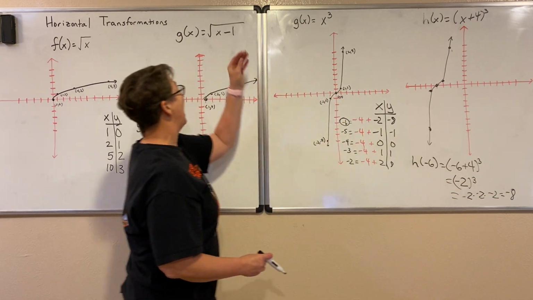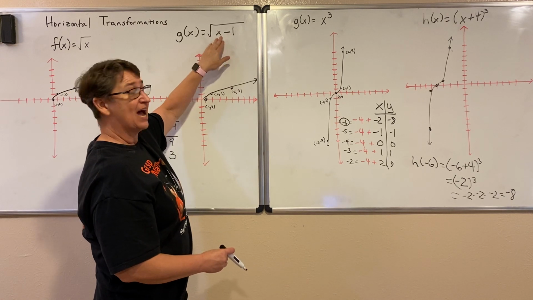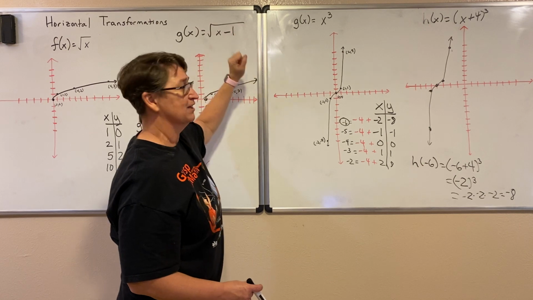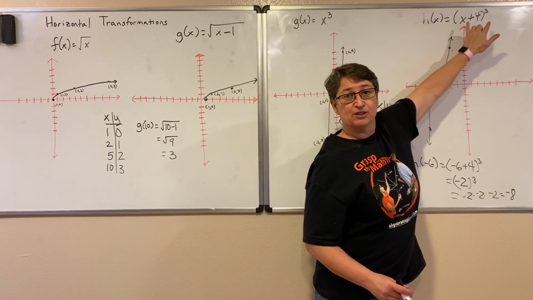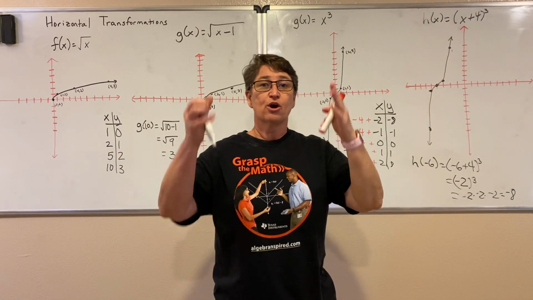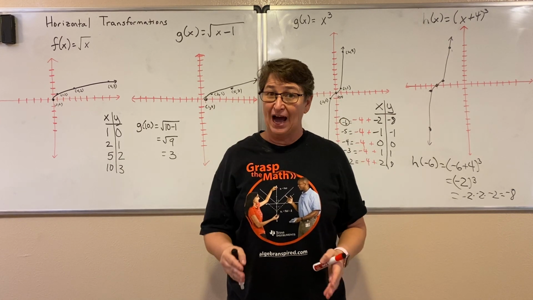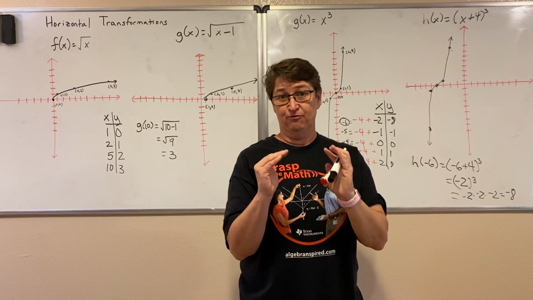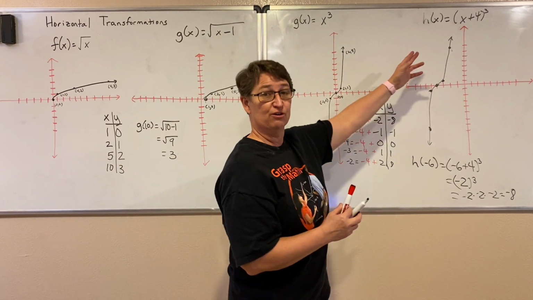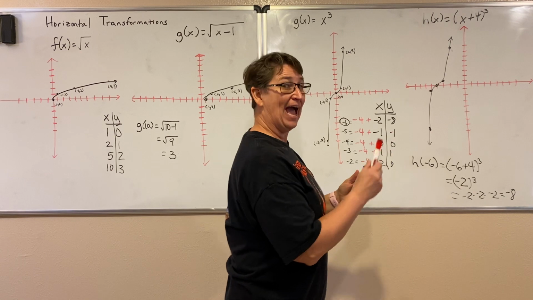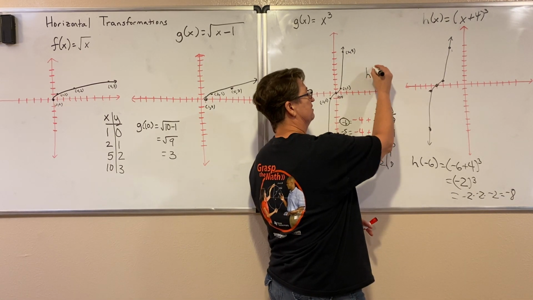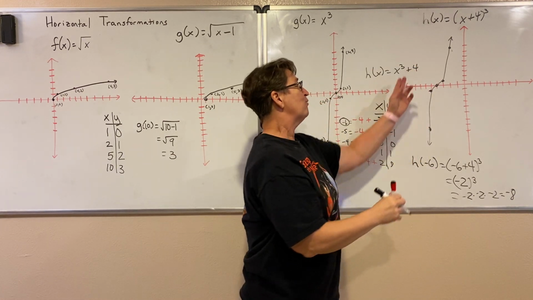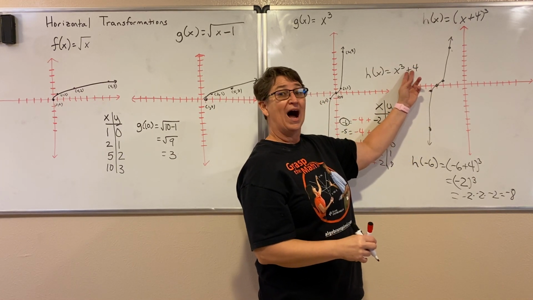So anytime I'm adding or subtracting inside the function, in other words, if I'm underneath the radical with the x, or inside the parentheses with the x, or inside absolute value signs with the x, it has to be inside the function with the x in order for it to affect the x. If it's on the outside of the function, say for instance I had this, that would affect my y values.